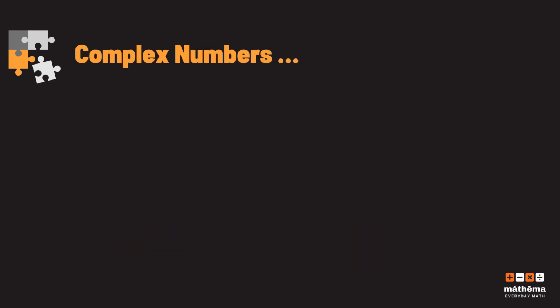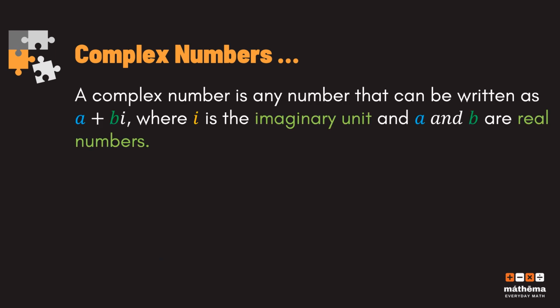Next, we are going to talk about complex numbers. Now, a complex number is any number that can be written as a plus bi, where i is the imaginary unit and a and b are real numbers. So this is actually the standard form of our complex number. So again, a complex number is a combination of a real number and imaginary number.